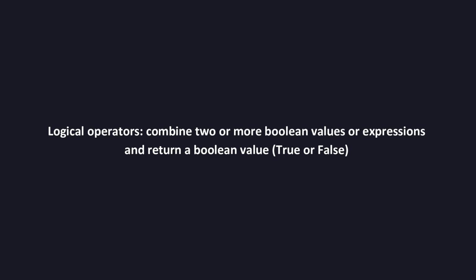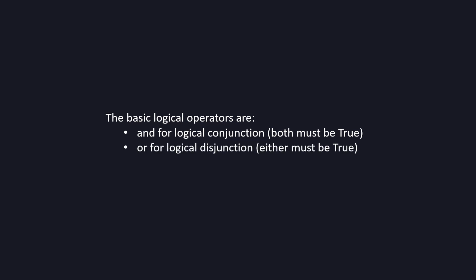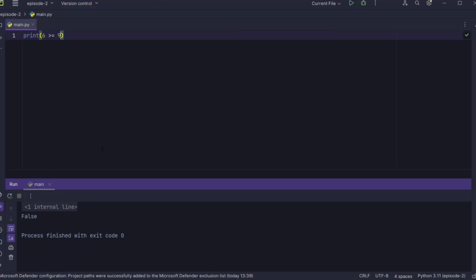Logical operators are used to combine two or more Boolean values or expressions and return a Boolean value, which is either true or false. The basic logical operators are: and, for logical conjunction, both must be true; or, for logical disjunction, either must be true; not, for logical negation, it inverts the value. Now let's see some expressions involving logical operators.